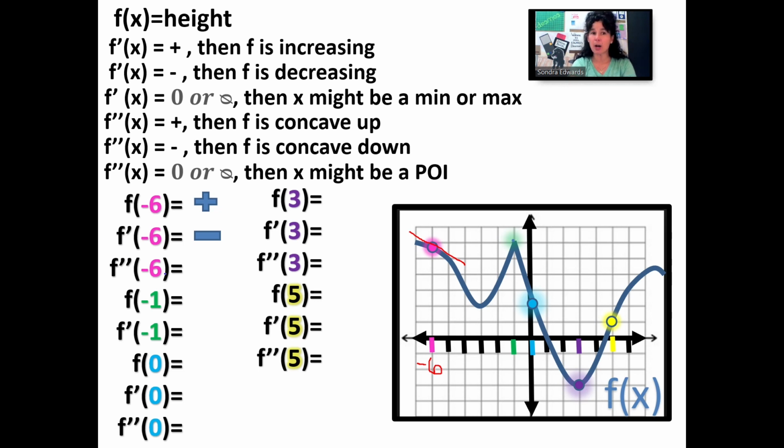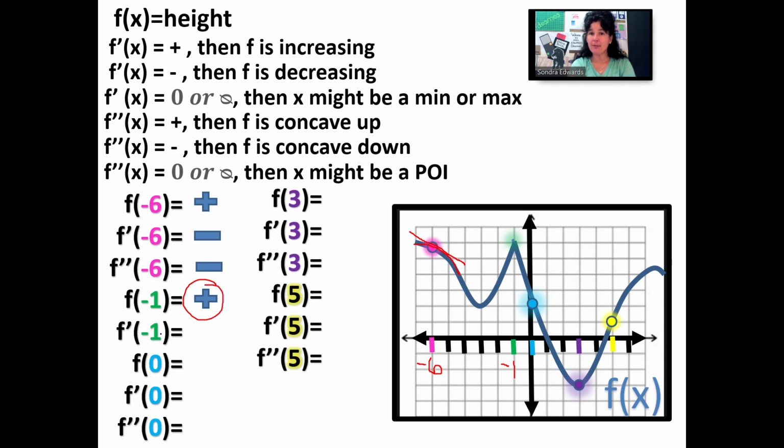Then f double prime of -6, that's about concavity. So when we are right here at this pink dot at x equals -6, notice we are on a concave down section. So the answer is negative. Now how about f of -1? f of -1 is just a height. So I go back 1, up 1, 2, 3, 4, 5, 6. So we get 6 as an answer. So that's why we get a positive.